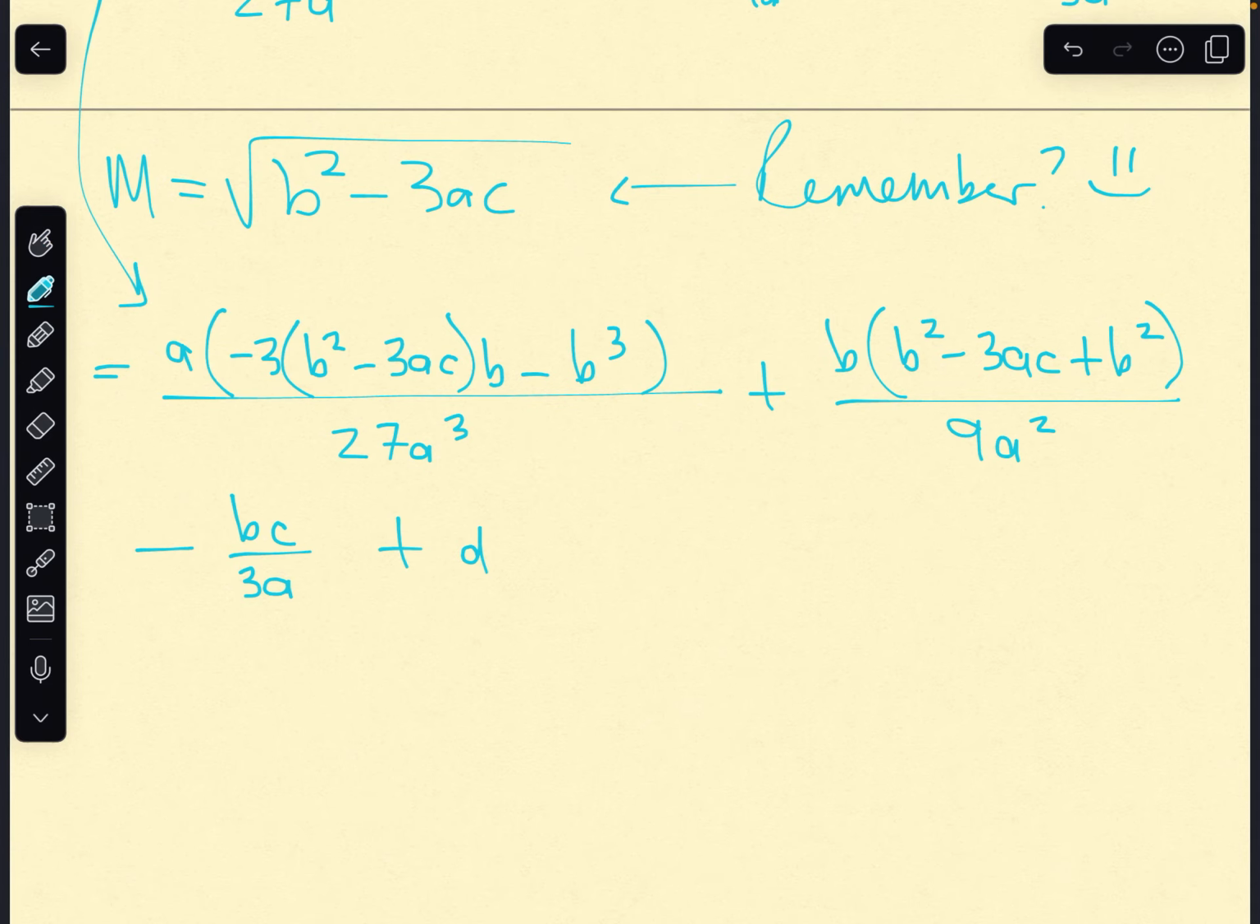Okay, so let's multiply this out now. So this is a times, so this is going to be minus 3b times each of these guys. So, okay, I don't know why I brought out the square bracket, no? So this will be minus 3b cubed plus 9abc minus b cubed.